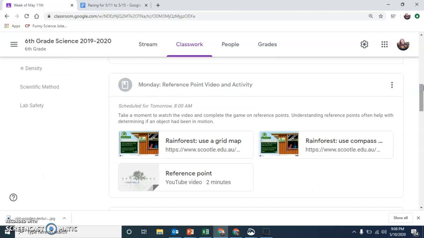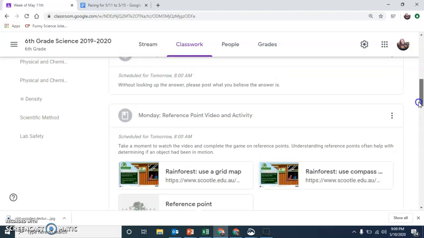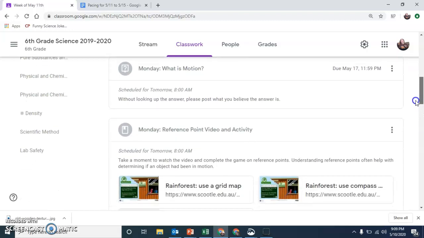One of the things that we need to know when we're talking about motion is what exactly a reference point is. So there's a quick YouTube video that'll show you what a reference point is, and there are 2 interactive activities that you guys are going to do that kind of get you used to what reference points are and how to use them on maps. So that is all that you have for Monday.